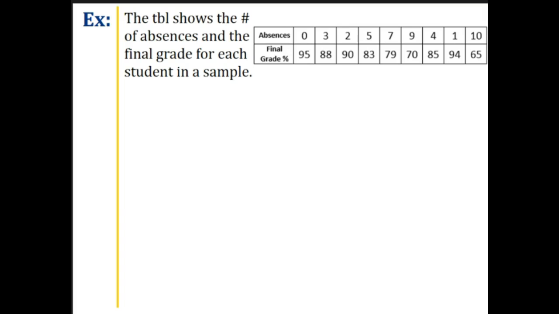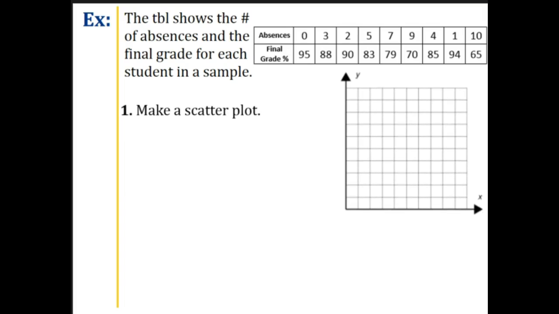All right. So the table shows the number of absences and the final grade for each student in a sample. Okay? So if you look at their number of absences, for 0 absences, their final grade was 95%. So you're going to make a scatter plot. You're going to draw a graph with an x and a y. The x is going to be your number of absences, and the y is going to be your final grade. Go ahead and use your graph paper and create this graph.